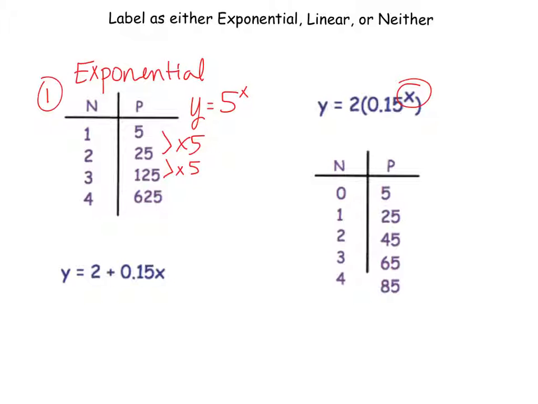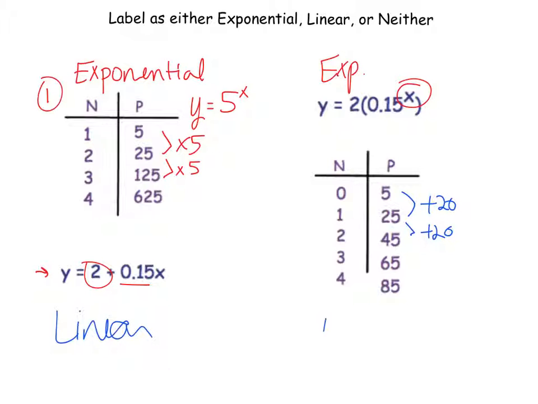Here, in the second one, that x is our exponent, so we know that's going to also be exponential. Down here, we have an mx plus b kind of thing going on, so this is going to be a linear graph. And our final example, it's actually adding 20 each time, so that's going to be linear. And the equation would be y equals 20x plus 5.